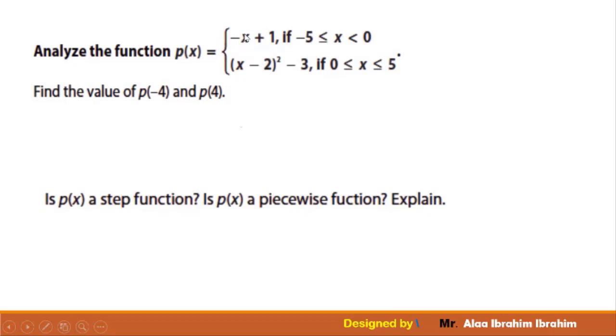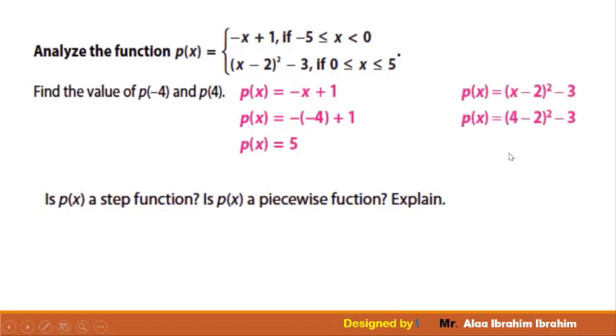So negative 4 becomes positive 4, plus 1 is 5. And for 4, from 0 to negative 5 there is no 4 here, but the 4 will be here, from 0 to 5: 0, 1, 2, 3, 4, up to 5. So the 4 goes with this function, and I have to replace 4 here. If you do it in the other one, it will be wrong. So 4 minus 2 is 2, squared is 4, minus 3 equals 1. This is your function, your substitution, and your answer.